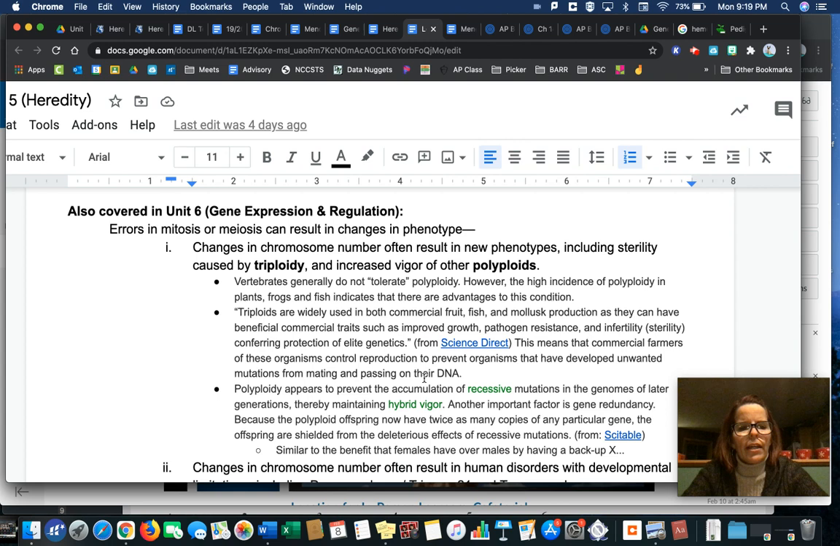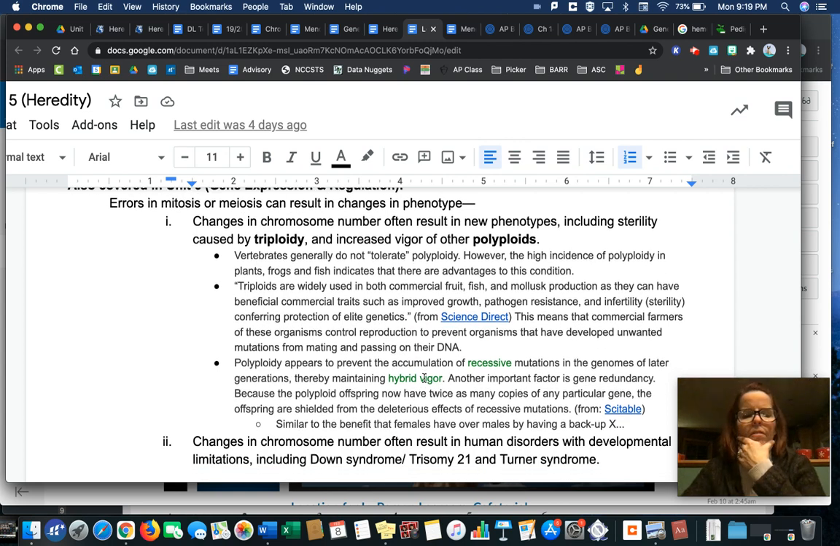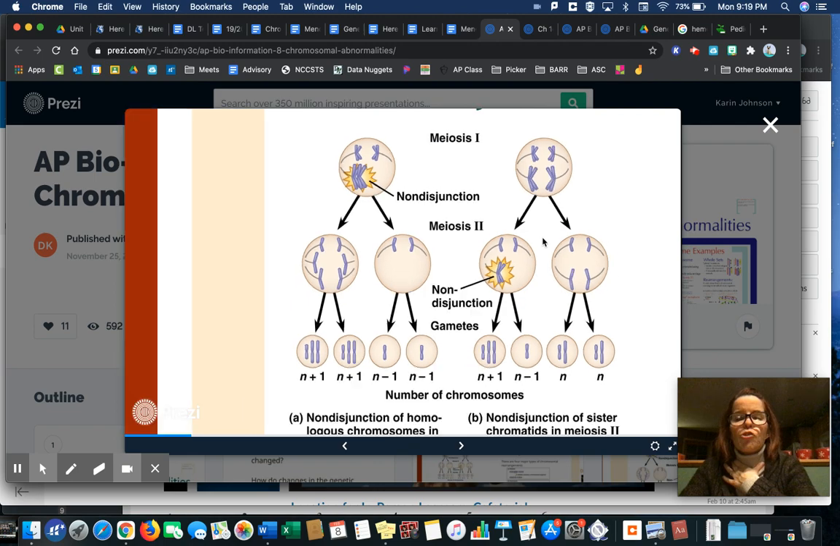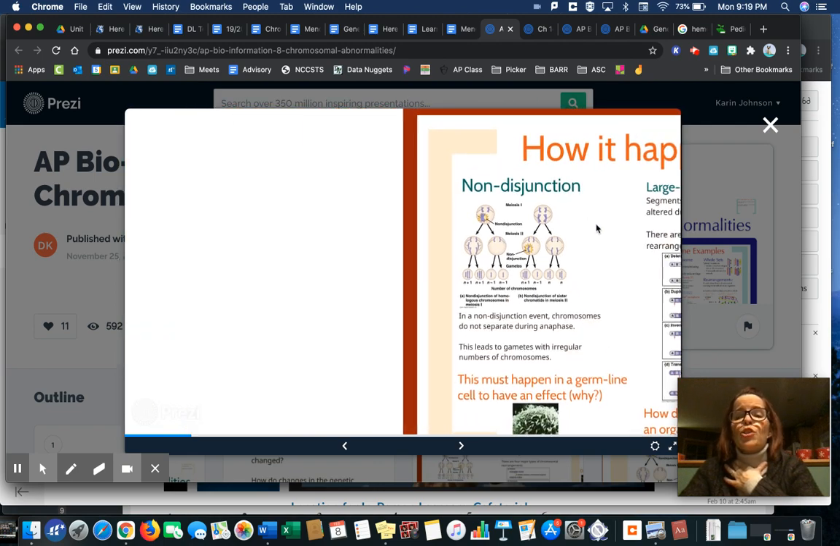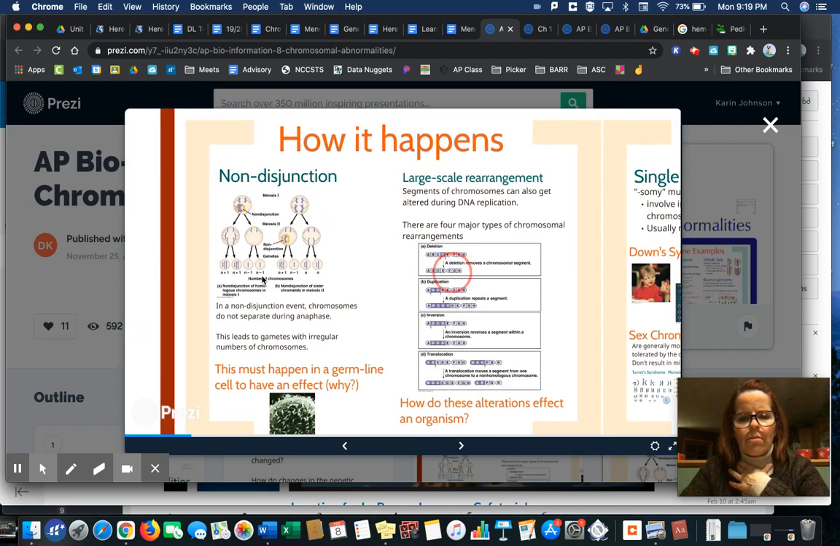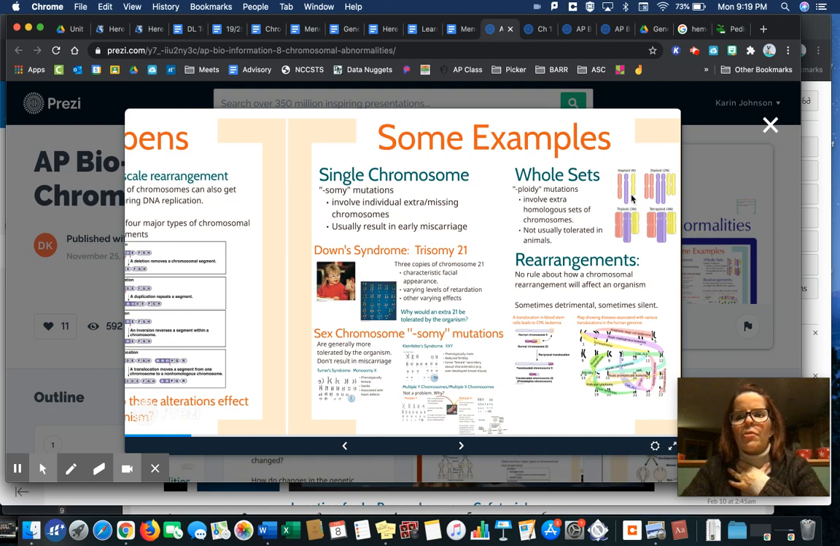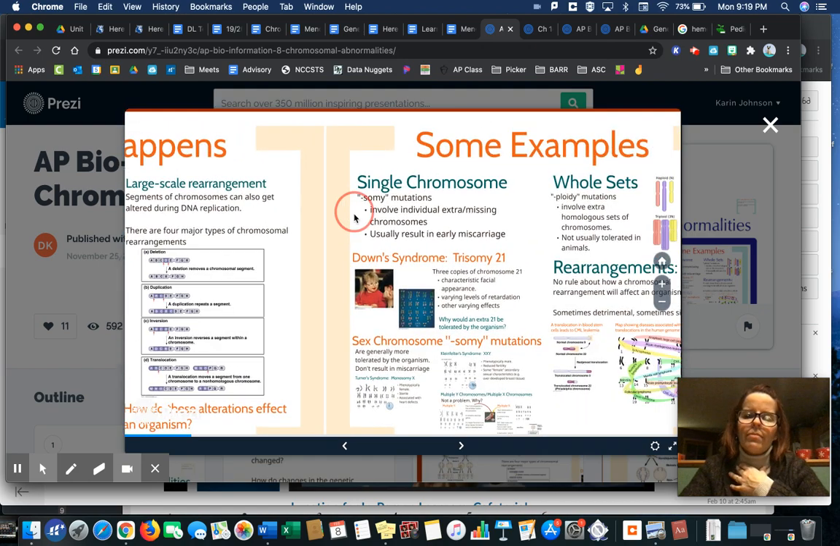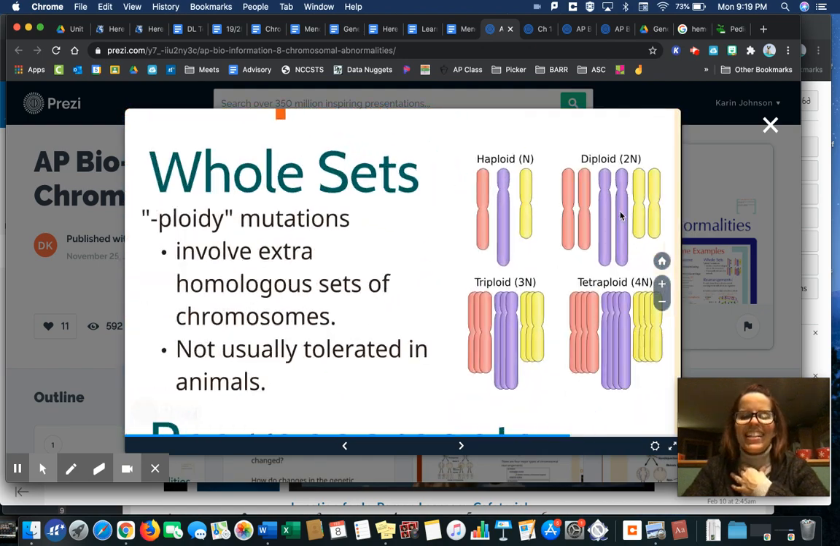Non-disjunction. Okay, so errors in mitosis or meiosis can result in change in phenotype. So triploidy is where an organism has 3 of all the chromosomes. Let me see if there's an image on this. There we go. Here's what we were looking for.